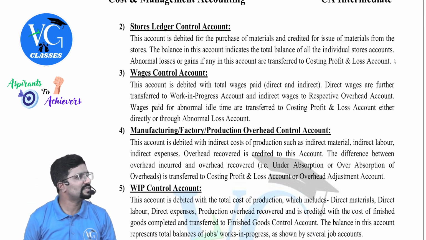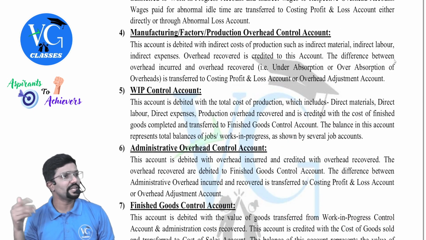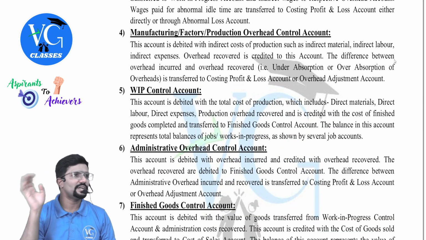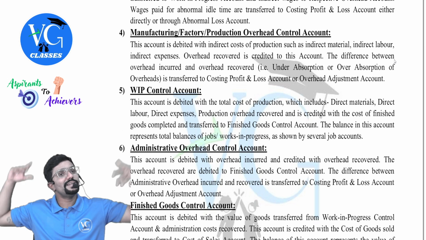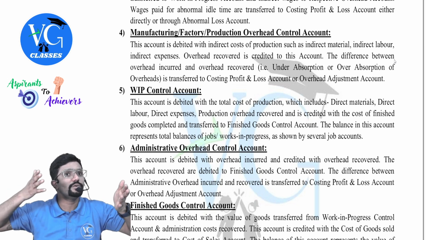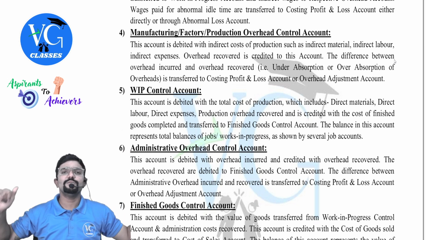Assuming they have used stores ledger, you use stores ledger only. Even for factory overhead, there are three names for it: manufacturing, factory, production. So, should I use all three names in the question? No, no, no. Sir, in one entry, one name. Don't do that because you are opening different accounts. Clear?